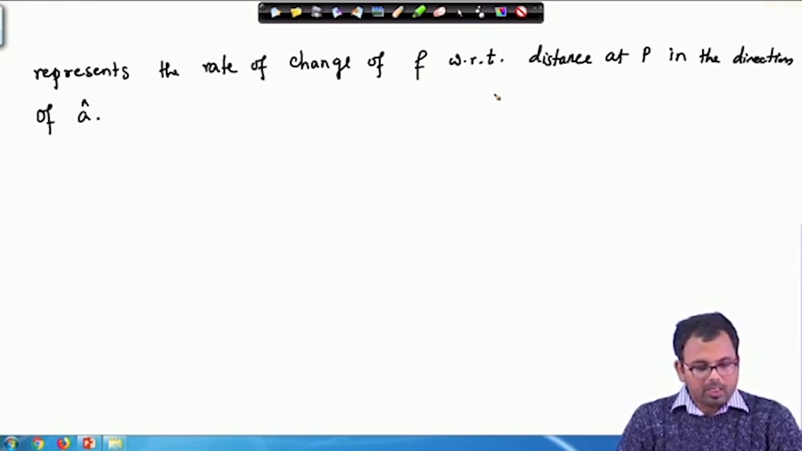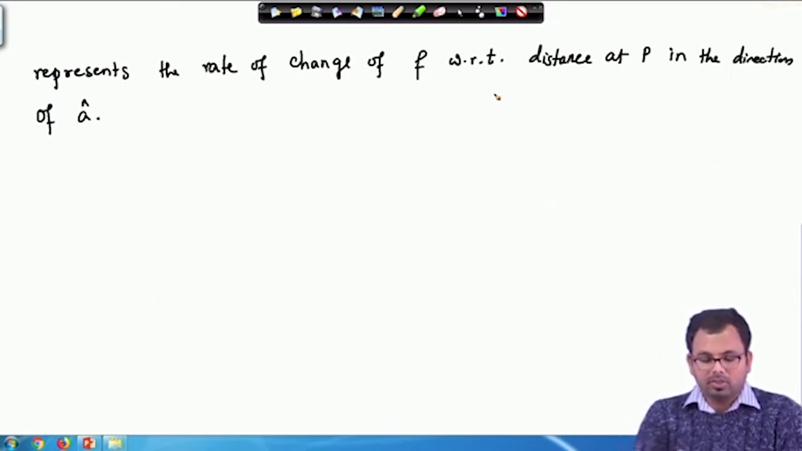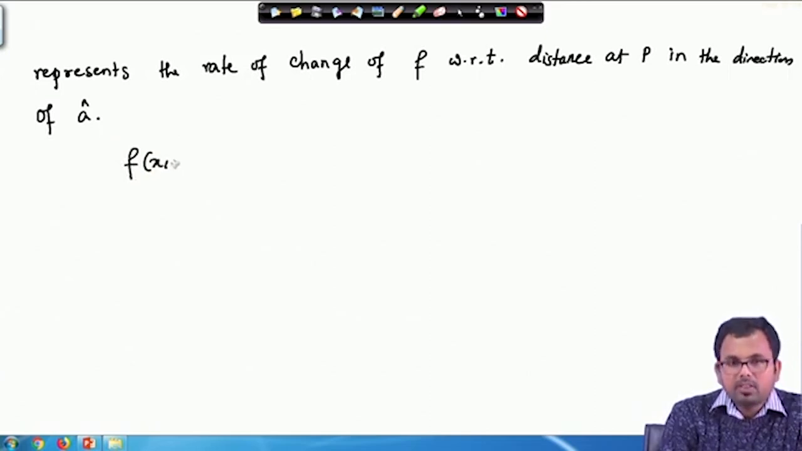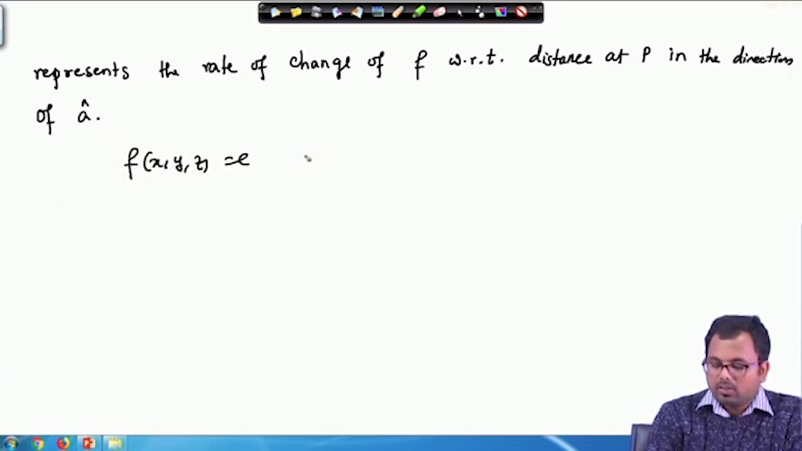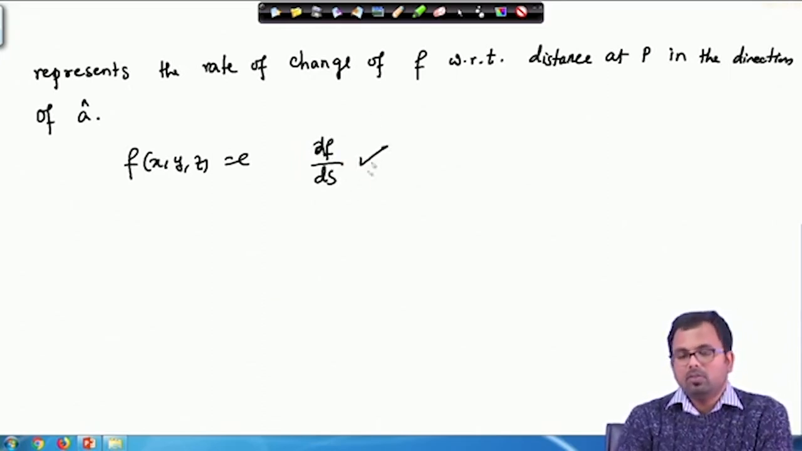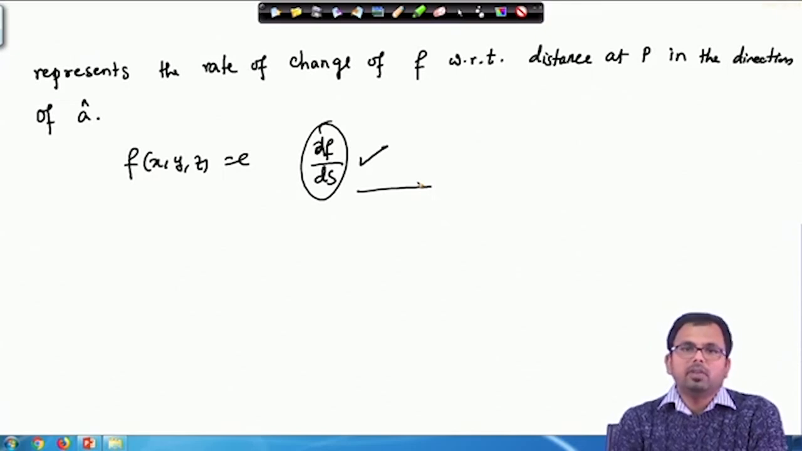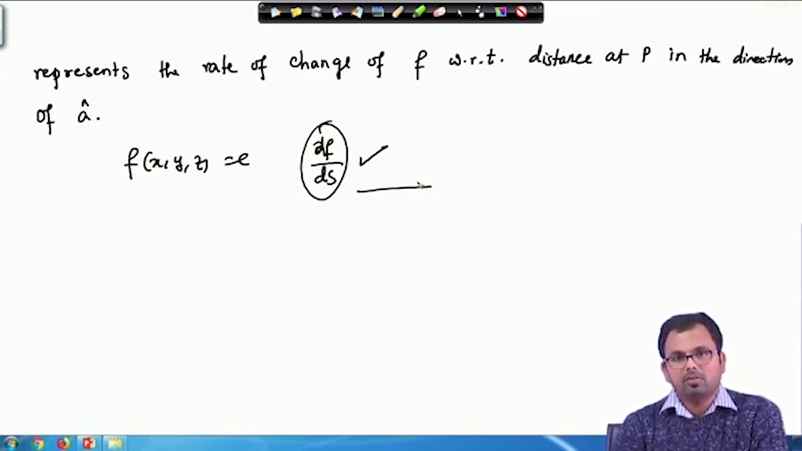Now, we have stated that df ds is basically the rate of change of f with respect to distance. How do we calculate the directional derivative? Do we really have to differentiate f x y z equals c as del f del s, or do we have to calculate df ds, or is there any other formula to calculate the directional derivative? That we will now prove in terms of a small theorem. Whether we calculate this, or whether there is some other tool that will help us, is something we are going to see now.